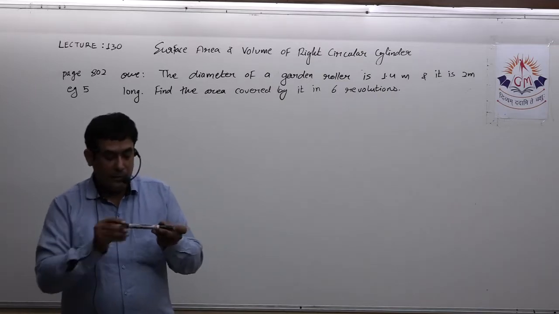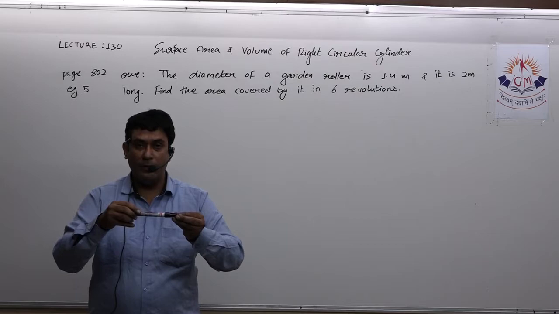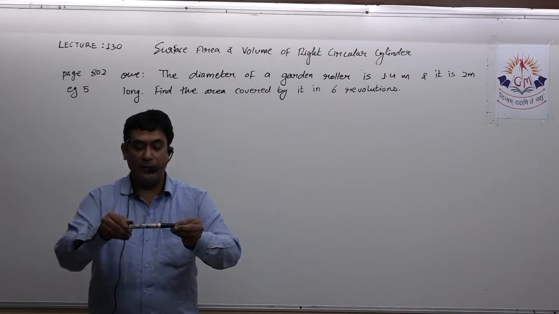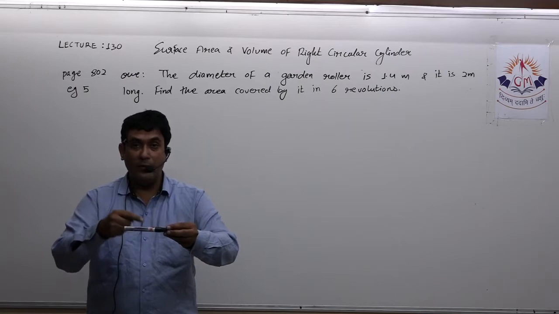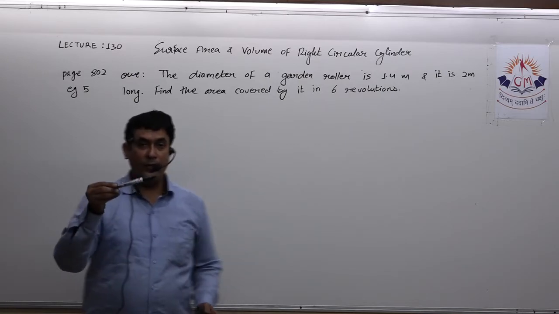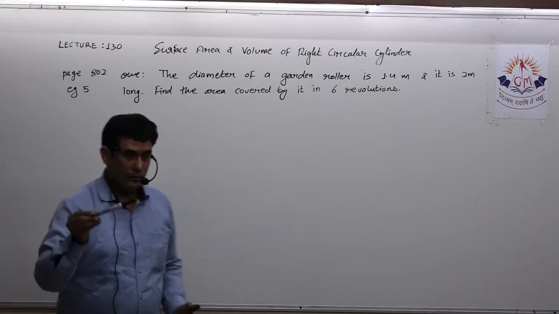Okay, I mark this and I start rolling this from this mark. So how much area will it cover in exactly one revolution when it comes over here? It will cover area equal to its curved surface, isn't it? So in one revolution, it will cover area equal to its curved surface area.